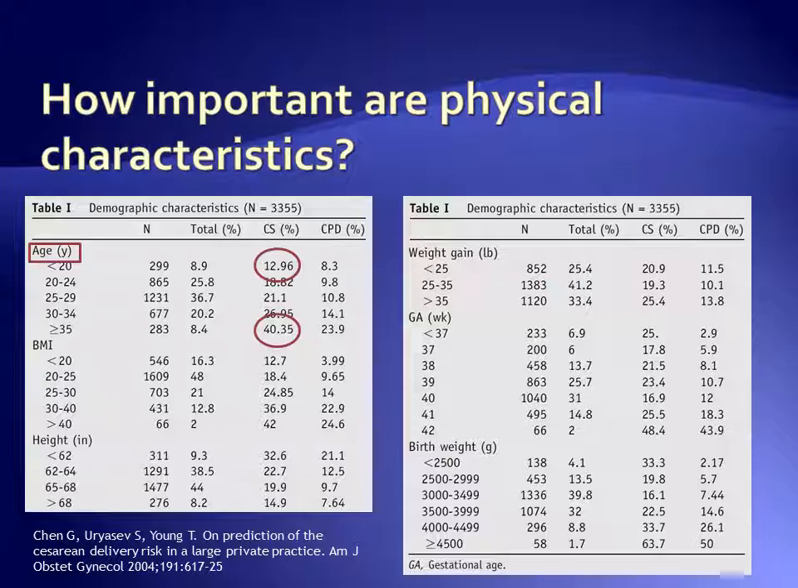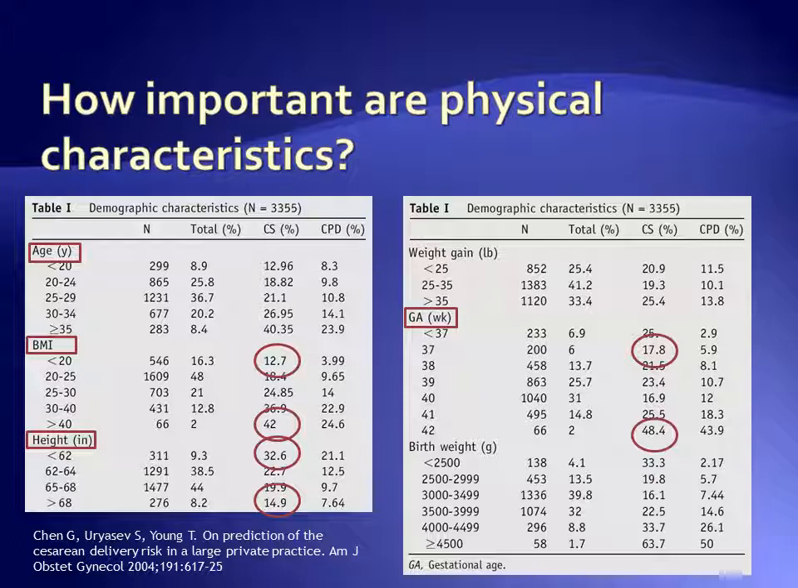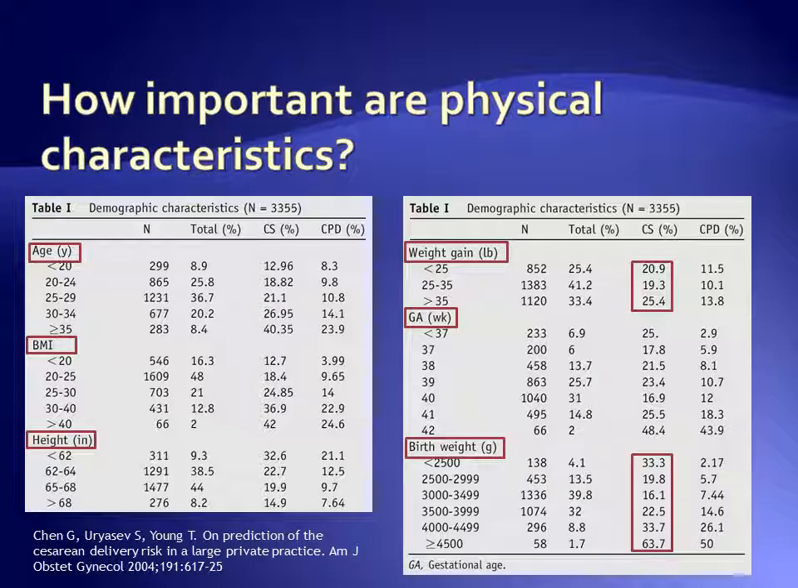Dr. Chen found that their teenagers had a 13% cesarean birth rate, whereas their patients over 35 had 3 times that rate. They saw a similar pattern with maternal BMI, maternal height, and gestational age. Maternal weight gain and newborn birth weight also affected the cesarean birth rate, but note that the association was not linear. They came to the conclusion that maternal age, maternal BMI, maternal height, maternal weight gain, gestational age, and newborn birth weight all significantly affected a woman's inherent risk for cesarean birth.